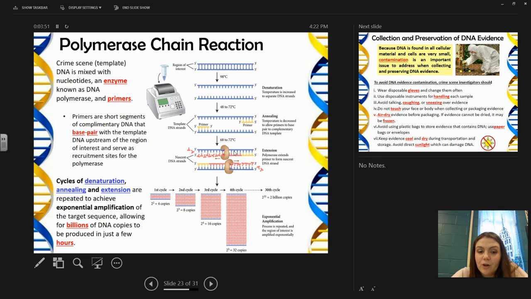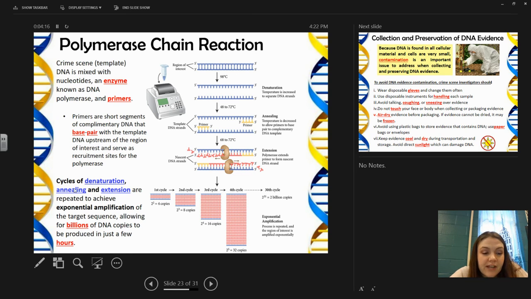Now the primer is there because that is what the polymerase enzyme recognizes. It will read that primer and then copy. So we have the extension phase, where the polymerase extends the primer to form the new DNA strand. So basically it copies it. It reads the primer. That's what it's looking for. It's looking for that primer, reads it, and then copies it.